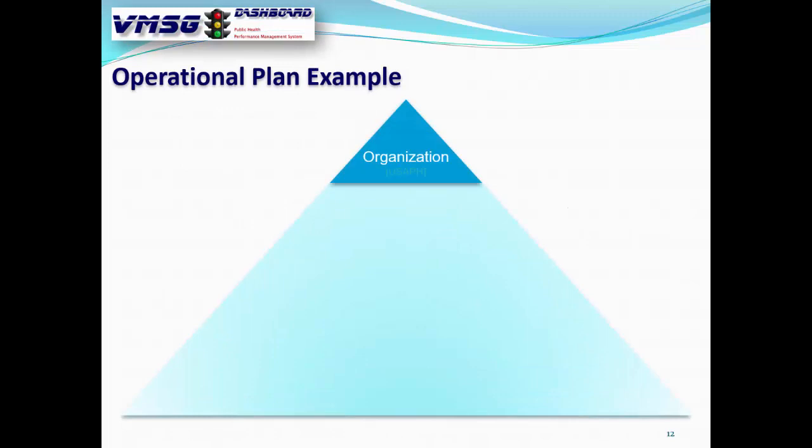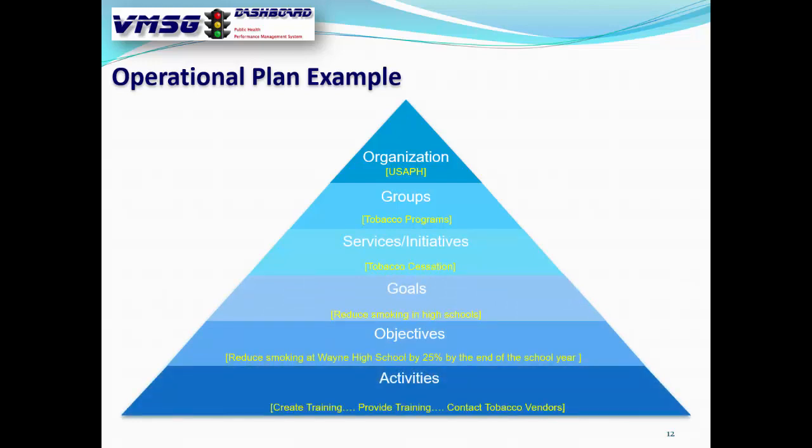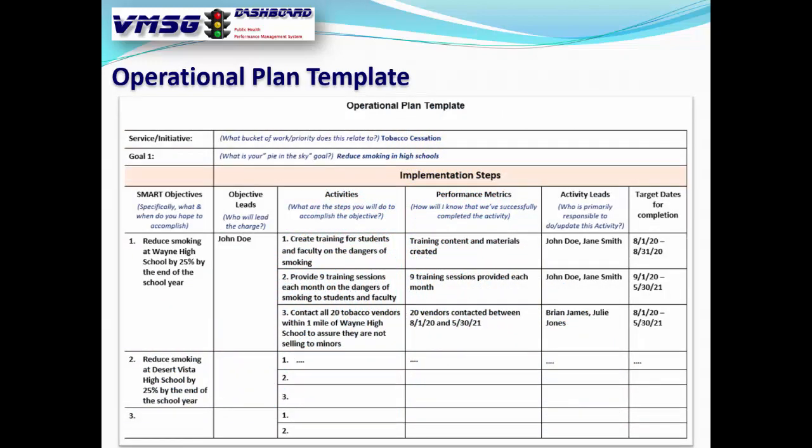Here's the same operational plan shown in the pyramid format. Some people like to visualize the plan on paper before entering it into the dashboard. This is an example of an operational planning template you can use to do just that. What you're seeing is the first part of the plan for the tobacco cessation example we've been discussing. Here you can see the service or initiative, the first goal, a few objectives for this goal, and the activities for the first objective with their related fields. Typically, you'll use several of these tables to create your plans.